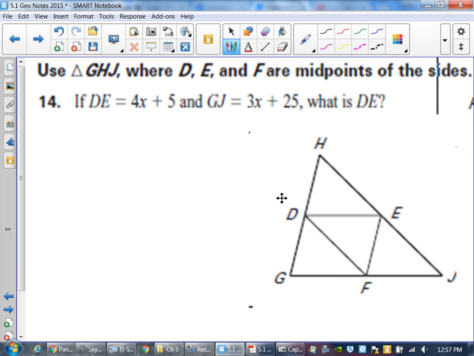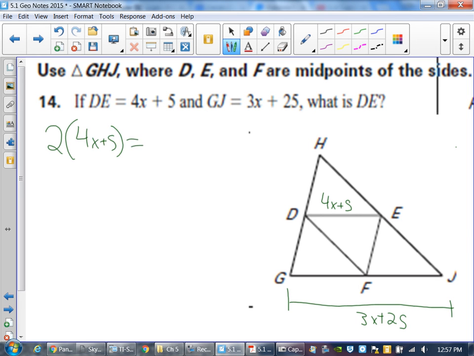So if you start filling in the blanks of what you know, if I know that DE is 4x plus 5, and this whole thing is 3x plus 25, what do I do algebraically to write it out to figure out what x is? 2 parentheses 4x plus 5. Perfect. Very good. We double DE, and it equals GJ. Double the mid-segment, it equals the other side.